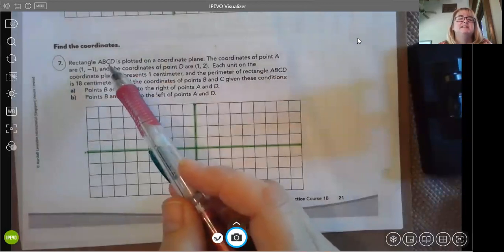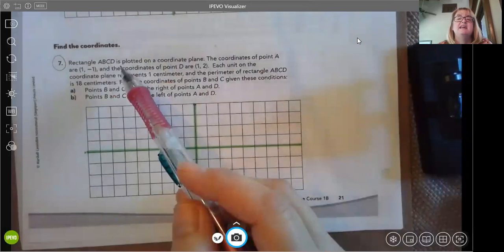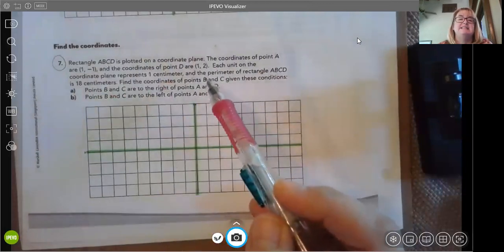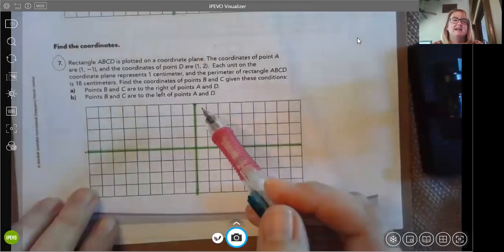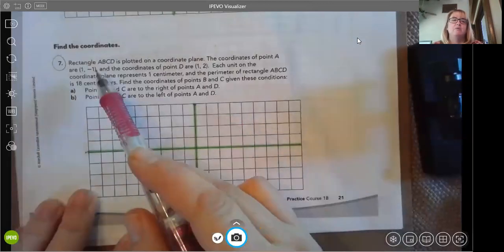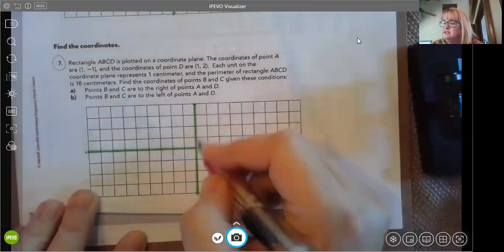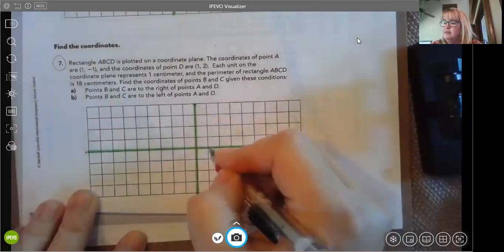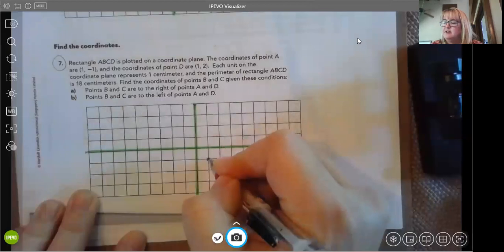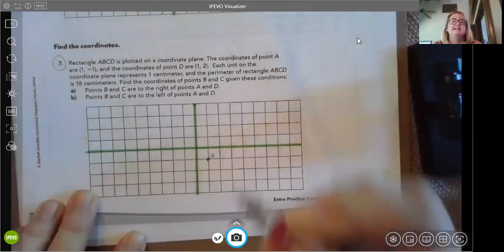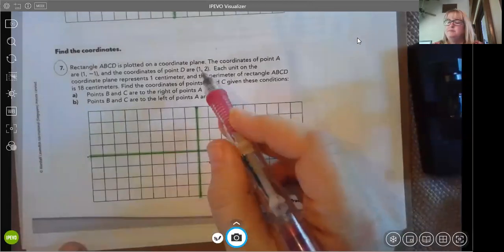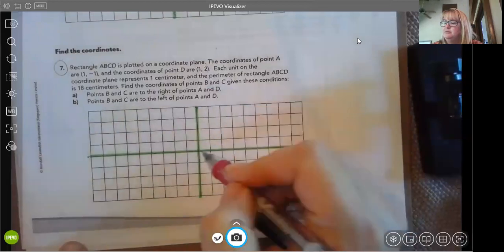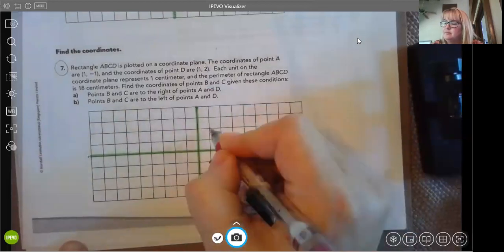So rectangle ABCD is plotted on a coordinate plane. And then they give us the coordinates of A and D. So let's go ahead and plot those. A is at 1 and -1. We're going to go over 1, down 1. So we'll go over 1, down 1, plot it, and this is called A. D is at 1 and 2, over 1, up 2, 1, 2. And that is D.